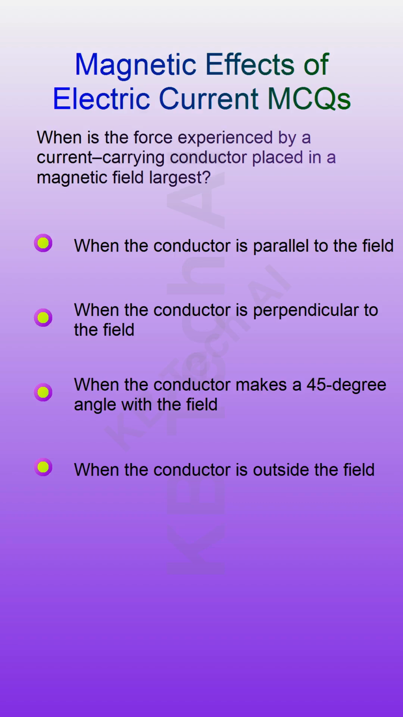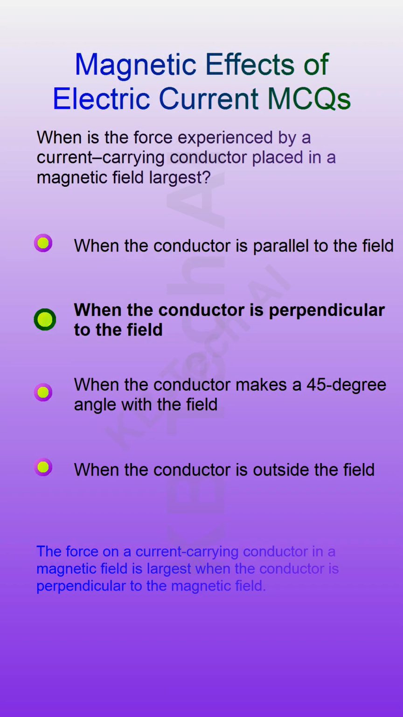When is the force experienced by a current-carrying conductor placed in a magnetic field largest? Option 1, when the conductor is parallel to the field. Option 2, when the conductor is perpendicular to the field. Option 3, when the conductor makes a 45-degree angle with the field. Option 4, when the conductor is outside the field. The answer is, option 2, when the conductor is perpendicular to the field.